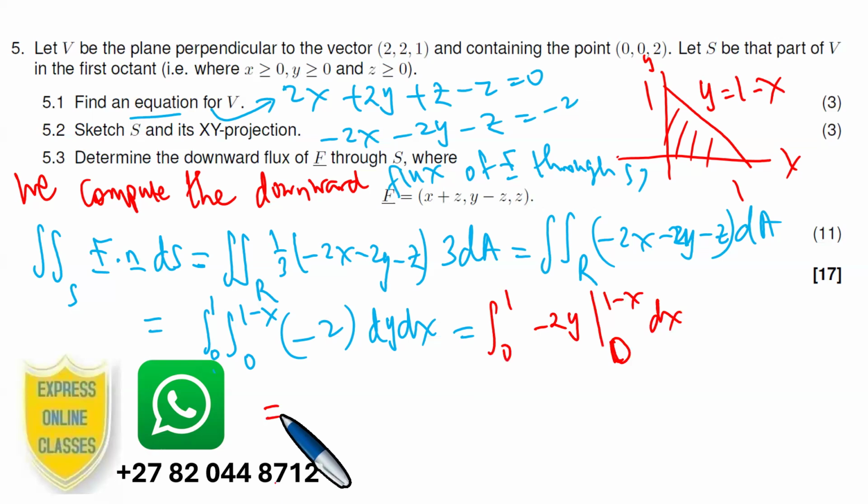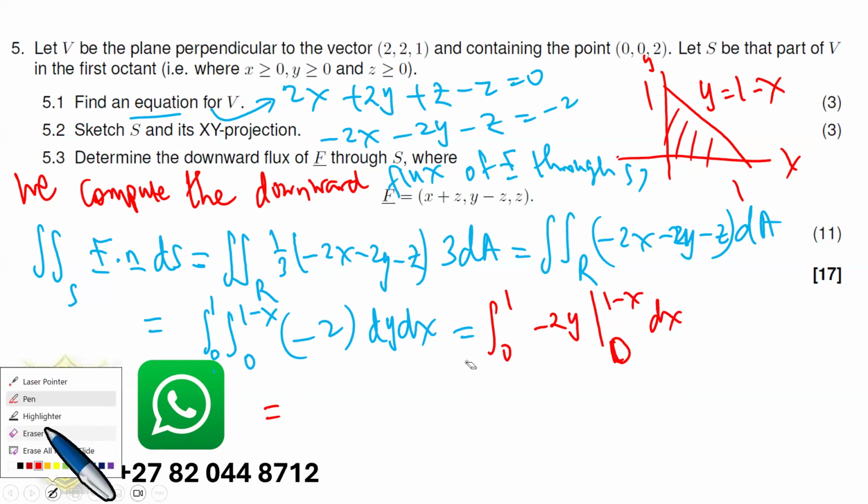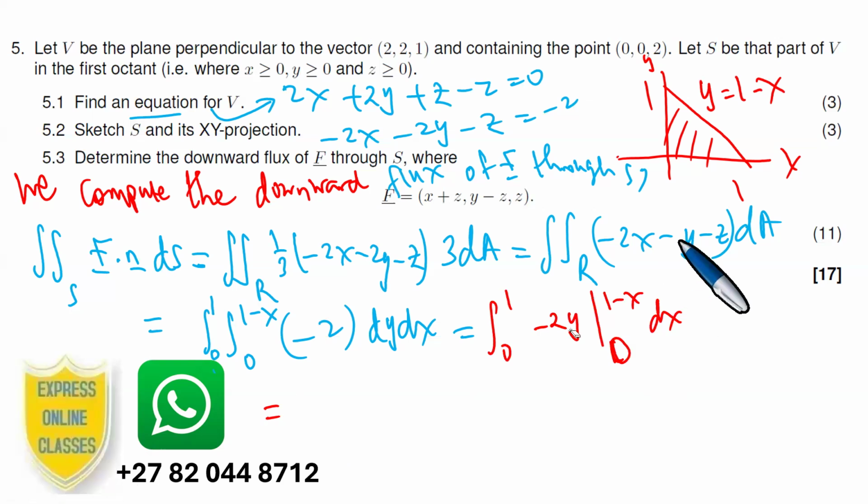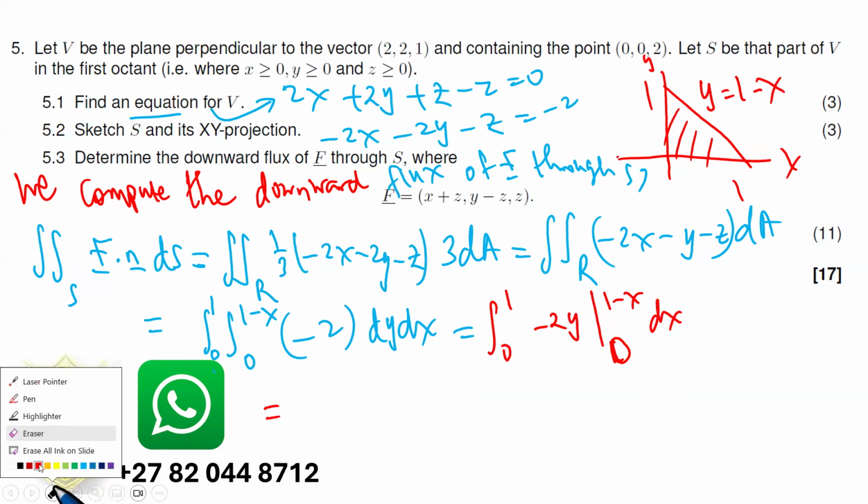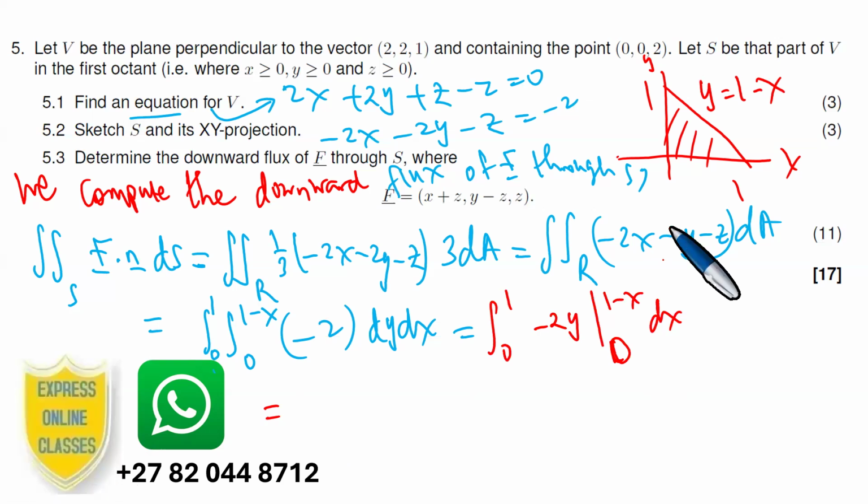Why did we ignore the equation? Yeah, the one that you're pointing at now. Okay, good. Why did we ignore this equation? Well, that's interesting, but we did not ignore it. We already know the equation for the plane V. What is the equation for the plane V? We got it in 5.1. It was 2x plus 2y plus z minus 2 equals 0.